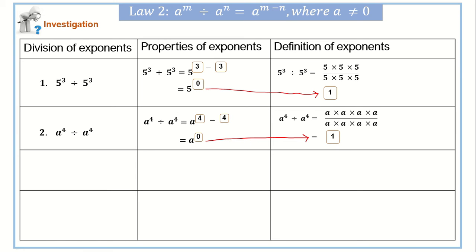Okay, now let us see the negative exponent or the negative power. Look, we have 7 to the power of 3 divided by 7 to the power of 5. Using the property of exponents, since the bases are the same, we only need to subtract the powers. So we have 3 minus 5, but 3 minus 5 gives us negative 2. Now we have 7 to the power of negative 2.